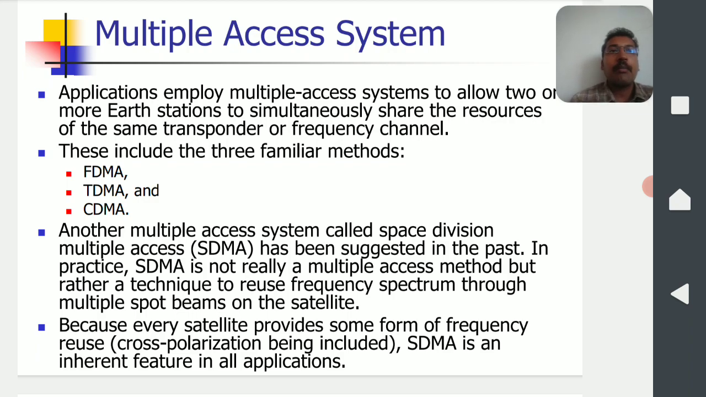The applications employ multiple access systems to allow two or more earth stations to simultaneously share the resources of the same transponder or frequency channel. These include three familiar methods. First one is FDMA, second one is TDMA, and the third one is CDMA.